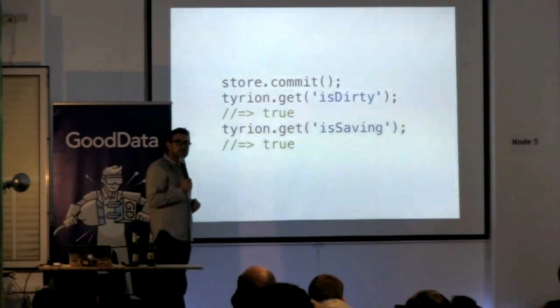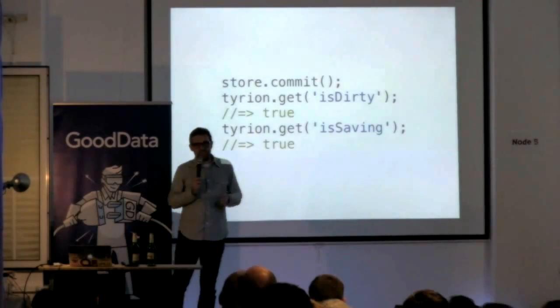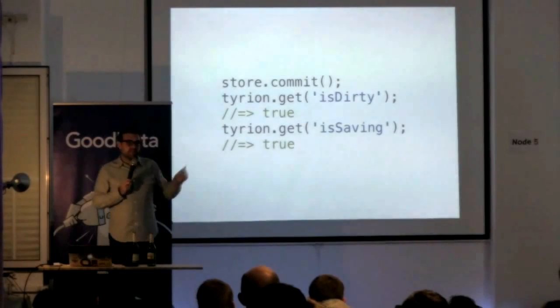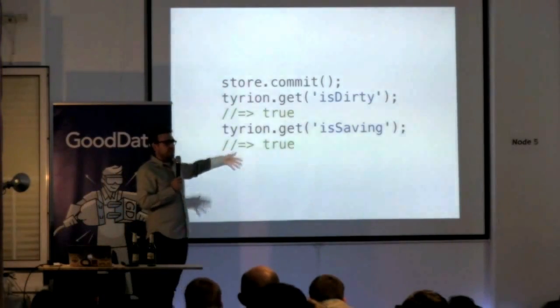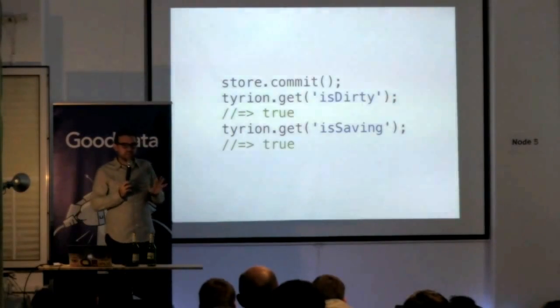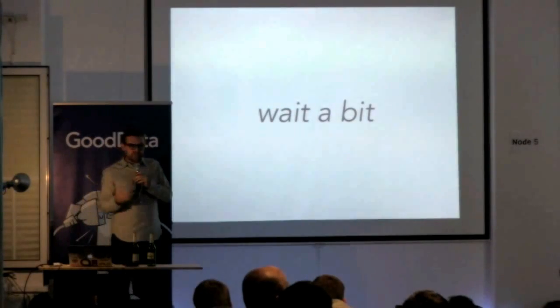So you say, Tyrion, are you dirty? Yes, he is, because the server has not yet acknowledged that those changes have been made. But if we say Tyrion.get isSaving, that's true. So this is a new flag. You see we expose this API of flags, and saving basically means, hey, chill out, don't do anything. I am still sending this to the persistence layer. So now we wait a bit, wait for the server to acknowledge.